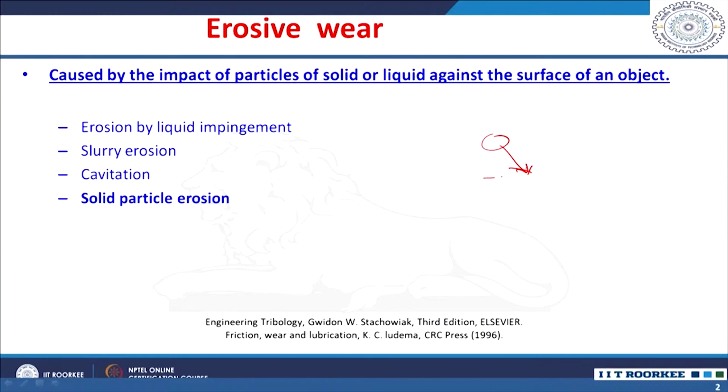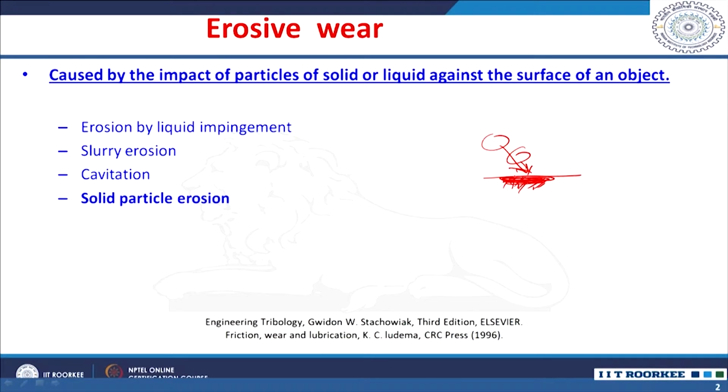Erosive wear is mainly caused by the impact of solid particles or liquid against the surface of an object. So, if you have certain solid particles impinging on a surface, the material is removed from this surface or from underneath the surface. That material removal is called erosion or erosive wear.